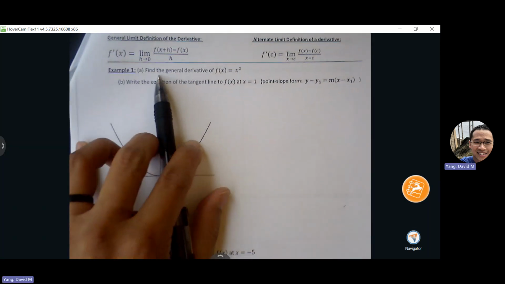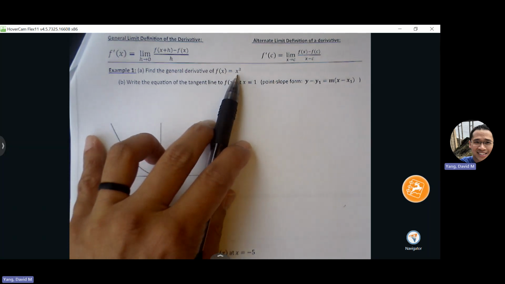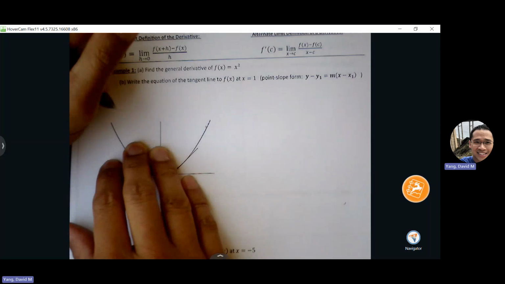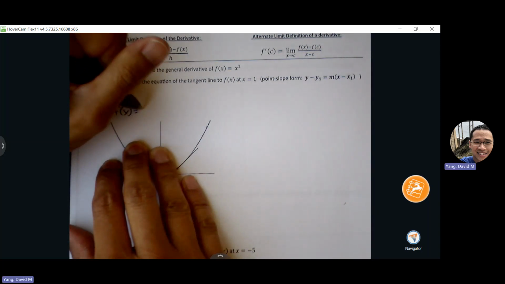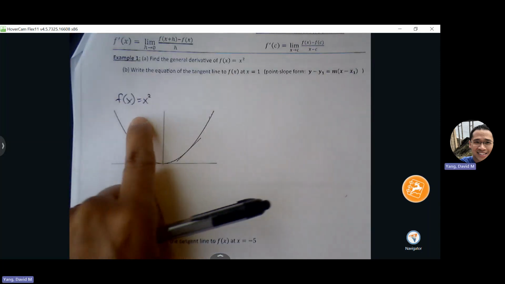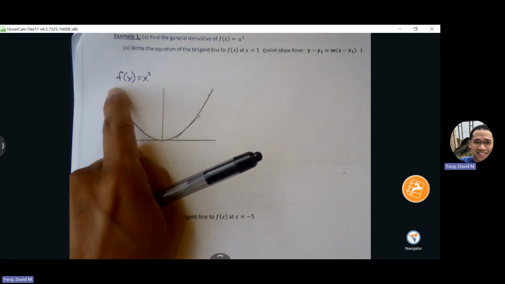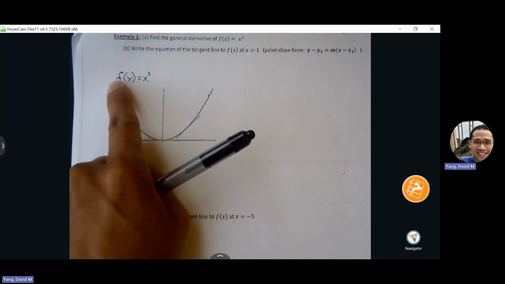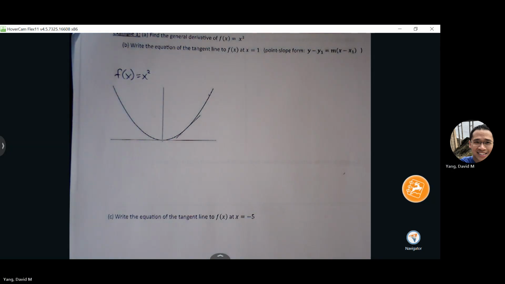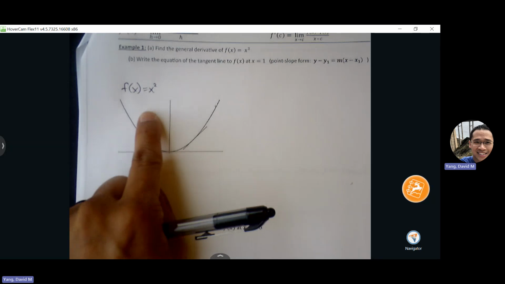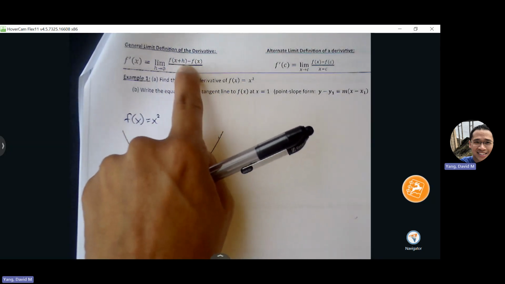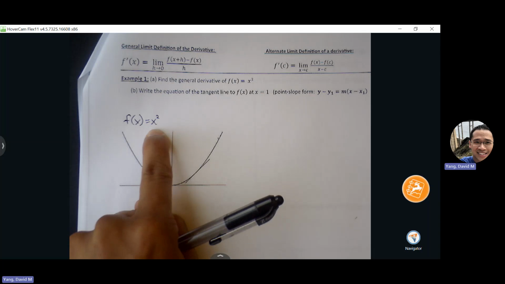Okay, so example one, we're going to find the general derivative of this function, x squared. I have a graph of x squared here. We're going to come up with a formula that's going to allow us to figure out the steepness of this curve at every single point along this curve. And we're going to do that by getting this numerator out of function notation for this particular function.